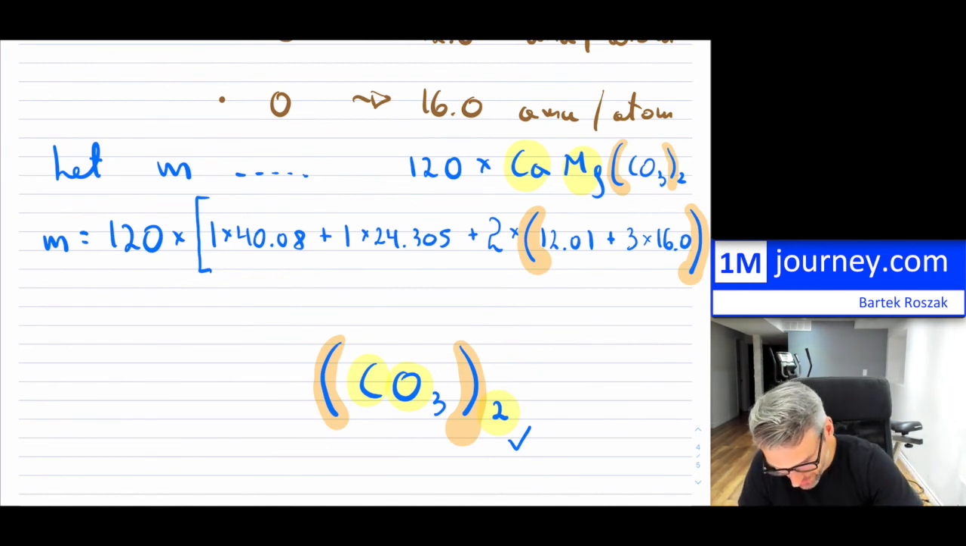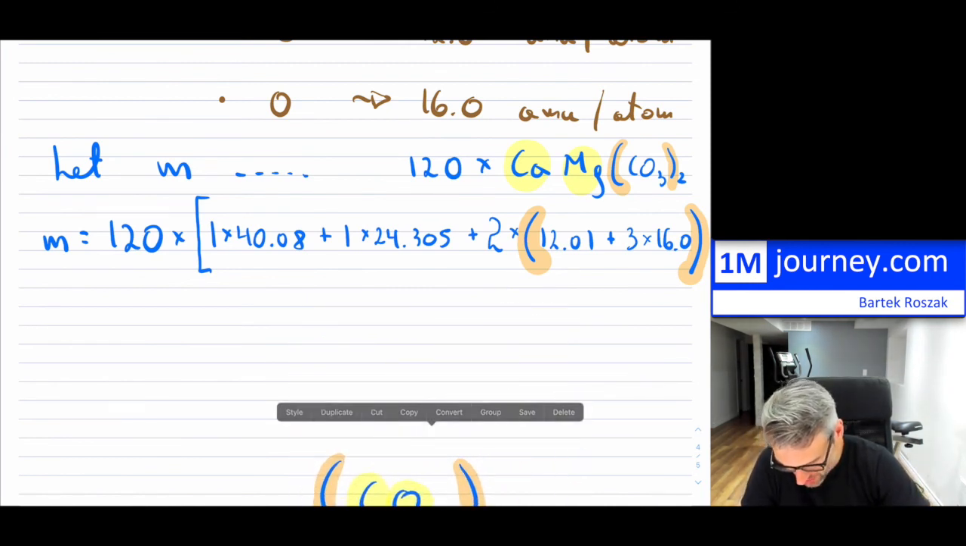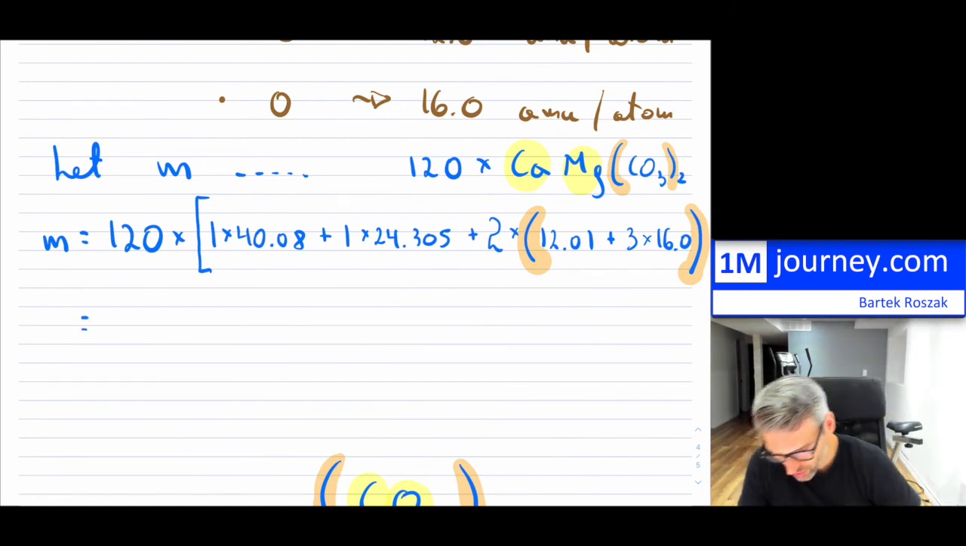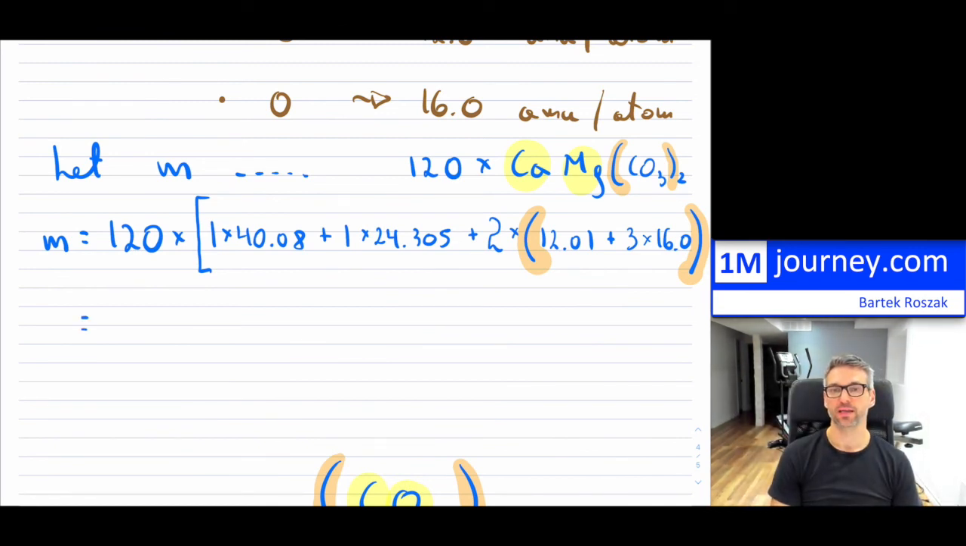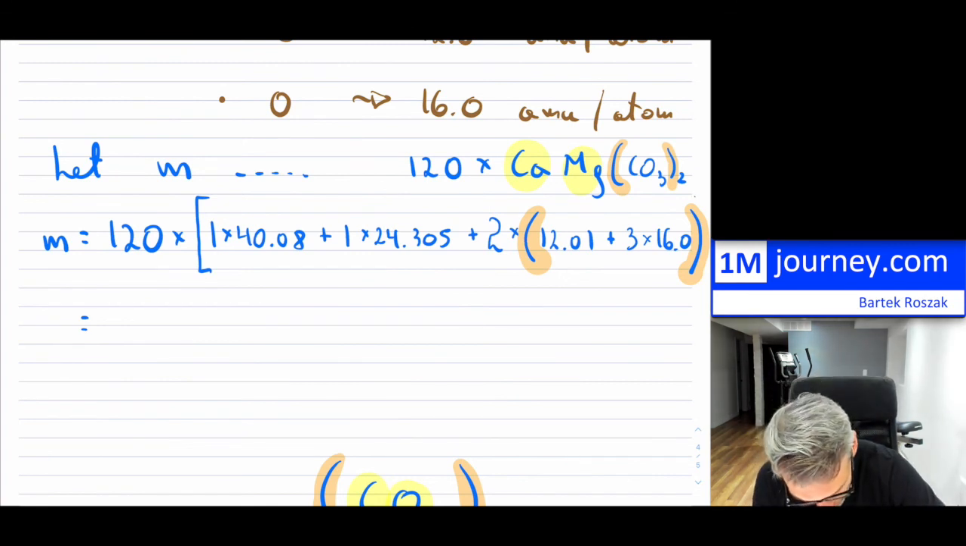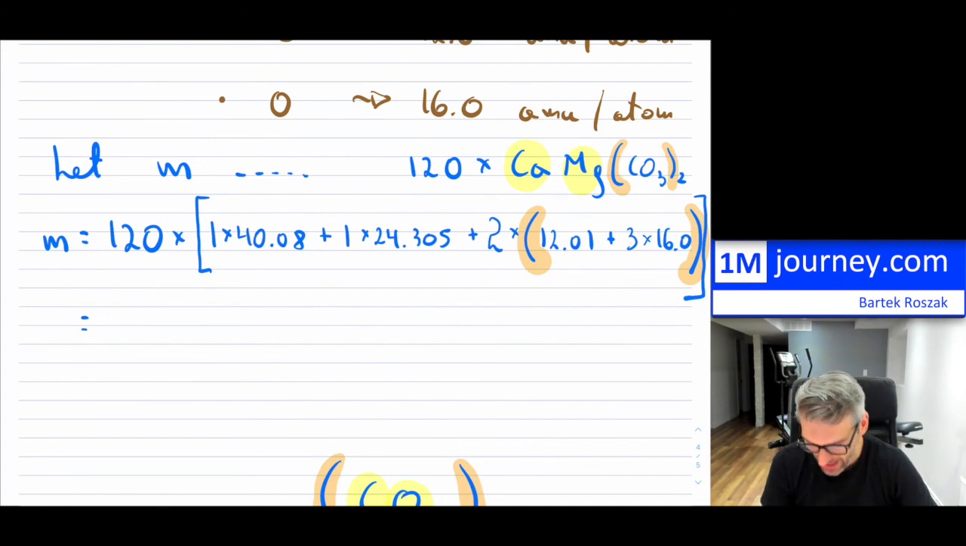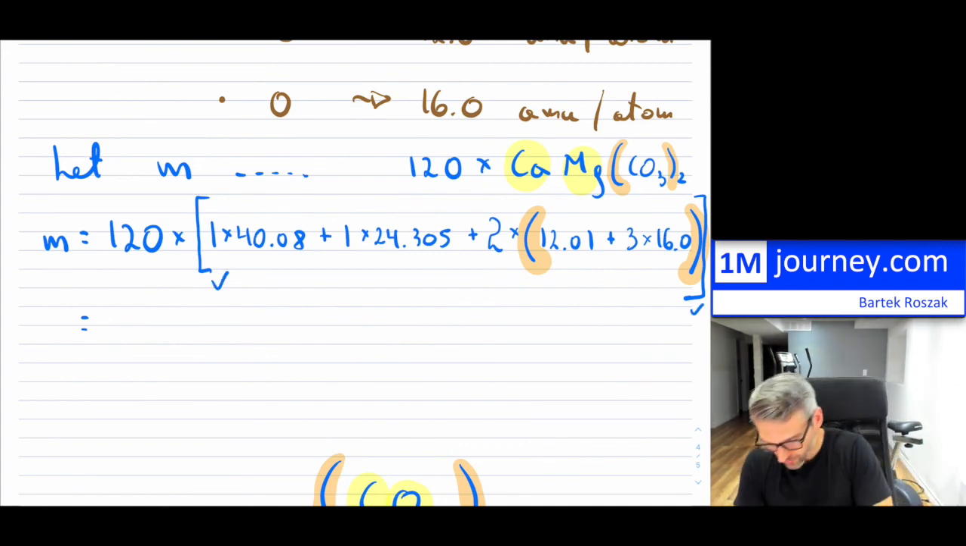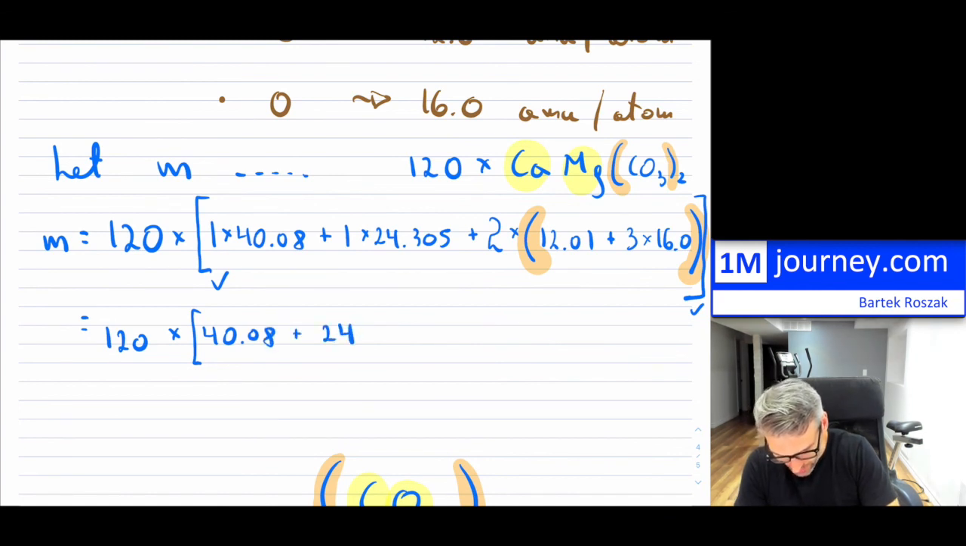Once you've set it up, now it's just a computation. I'm going to move this out of the way. So now you're just going to compute this. Now let's compute it maybe this time around, kind of one by one. And I actually forgot here, we need to put the square bracket so it lines up, right, for the entire thing. So we have 120 times, okay, and then in the bracket, so this is going to be 40.08 plus 24.305 plus 2 times this bracket.